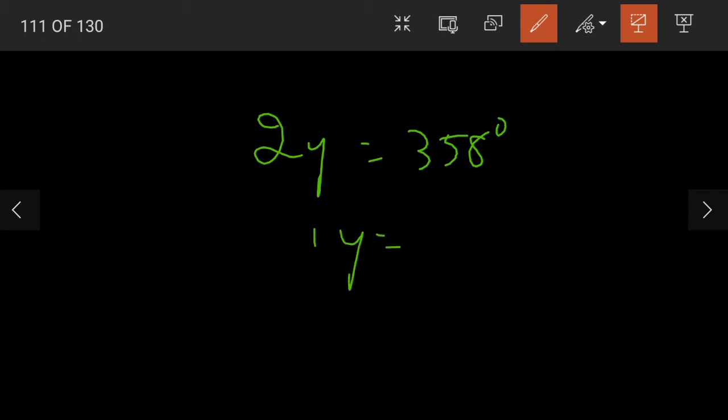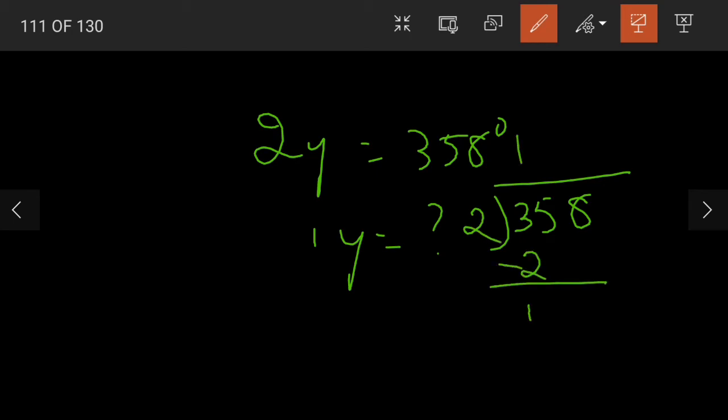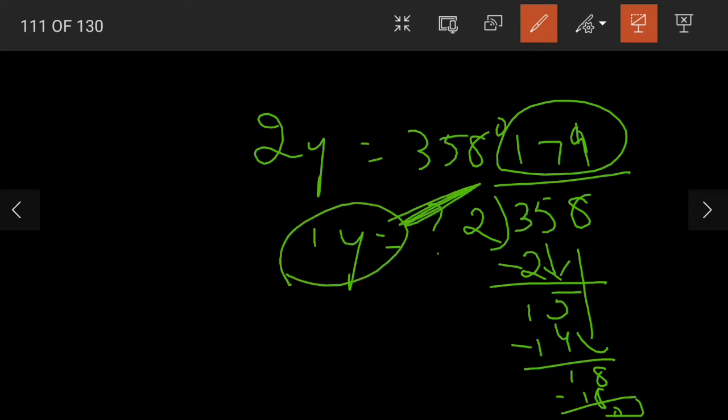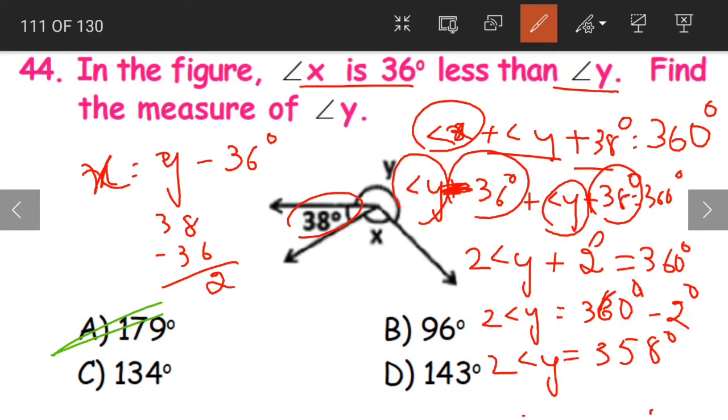Then 1 y will be equal to how much, children? 358 divided by 2. 2 ones are 2. When we subtract, 1 is remaining. 5 brought down. 2 sevens are 14. Again 1 remaining. 8 brought down. 2 nines are 18. When we subtract, 0 is our remainder. So what is the quotient? 179 degrees. Yes or no? Angle y is equal to how much? 179 degrees. That is our option A.